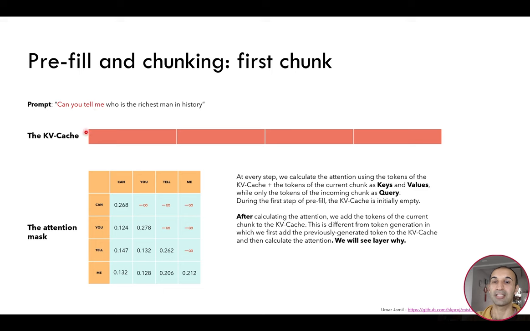How do we build the attention mask? Basically, as queries, we take all the incoming tokens in this chunk. You can think of this column as the queries and this column as the keys. And this is the result of the query multiplied by the transpose of the keys plus the mask. So as query, we take the first incoming chunk, and as keys, I will show you later, we take the current content of the KV cache, but initially it is empty, plus the incoming tokens of the current chunk. This is made for a very specific reason that I will show you in the next step.